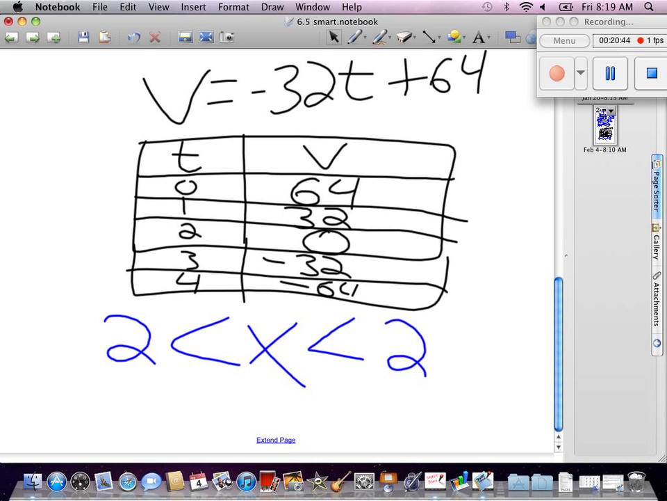All right, you should get out your what? Your notebook so you can do your writing.